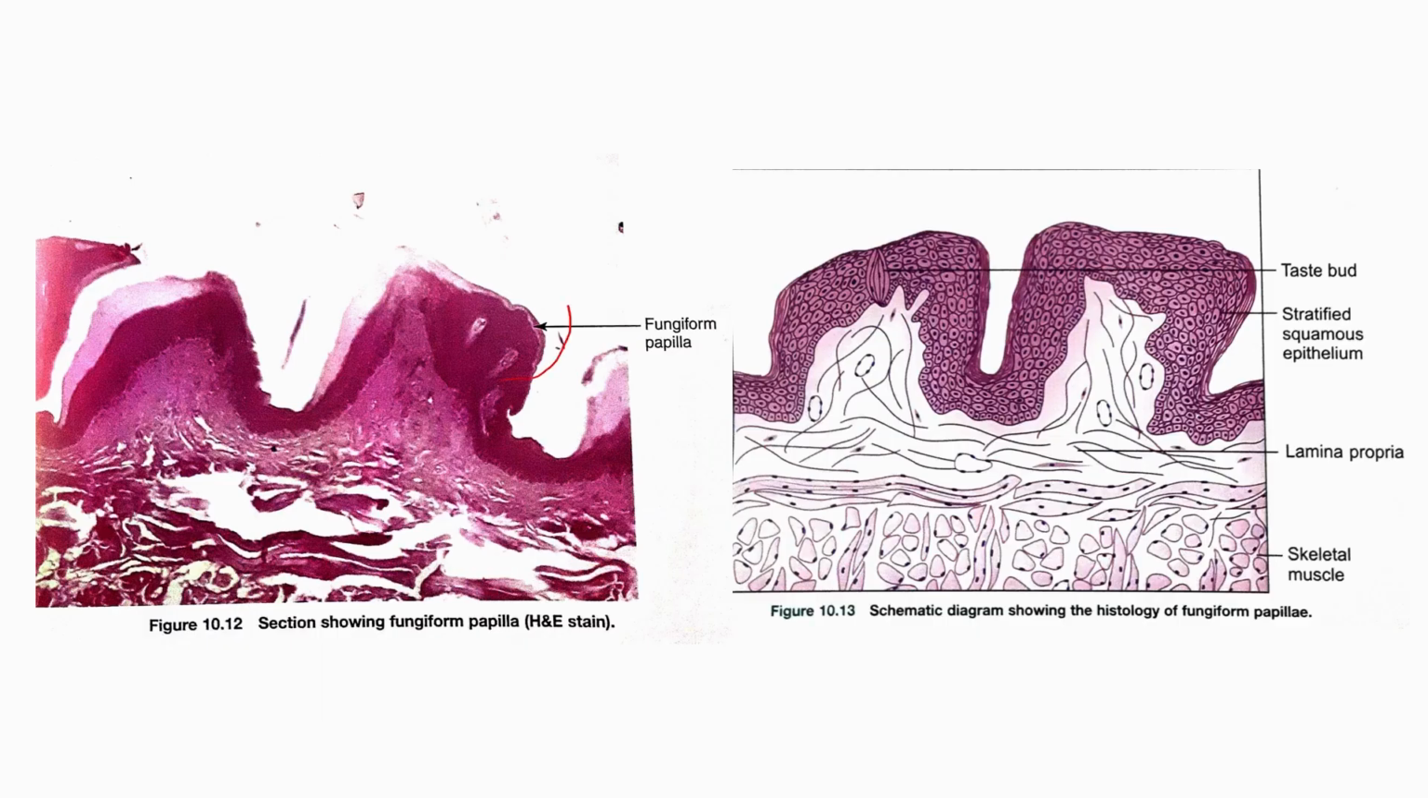Fungiform papillae are here, mushroom-like as you can see, and this is the taste bud present in it, and this is the non-keratinized squamous epithelium.